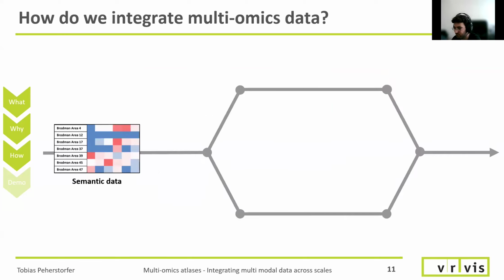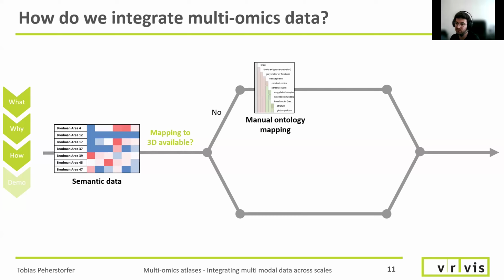Now, in the last step here, we have semantic data. And as you can see, there is a fork in the path. And this fork basically depends on the answer to the question, is there a mapping to 3D of the semantic data? What do I mean here? The semantic data lives in an ontology. For example, here, the Brodmann areas of the brain. And if we know how this Brodmann area maps to 3D in our reference space, we can leverage this. But let's pretend we don't. So we don't know how it maps to 3D.